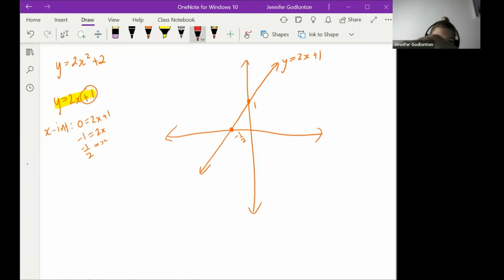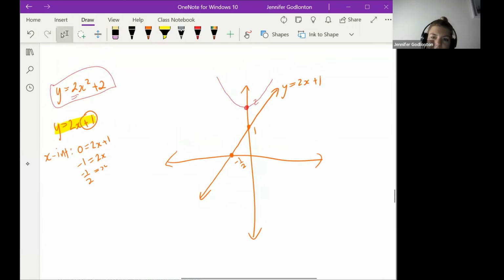And then this one over here, we've got our y-intercept is 2, and its a is positive, which means it's a happy parabola. My parabola is too short. So it would look something like that. That's what those 2 graphs would look like.